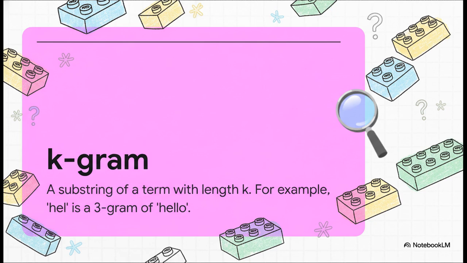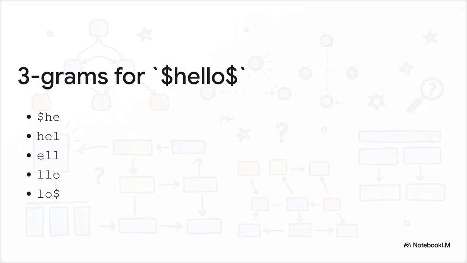If K is 3, we're talking about trigrams. If it's 2, we call them bigrams. So let's look at the word hello. First, we pad it with special characters to mark the beginning and end. Then we just slide a little window of length 3 across it. This gives us our 3-grams, or trigrams: $he, hel, ell, llo, and lo$. Our dictionary now maps each of these tiny pieces to a list of all the words that contain them.